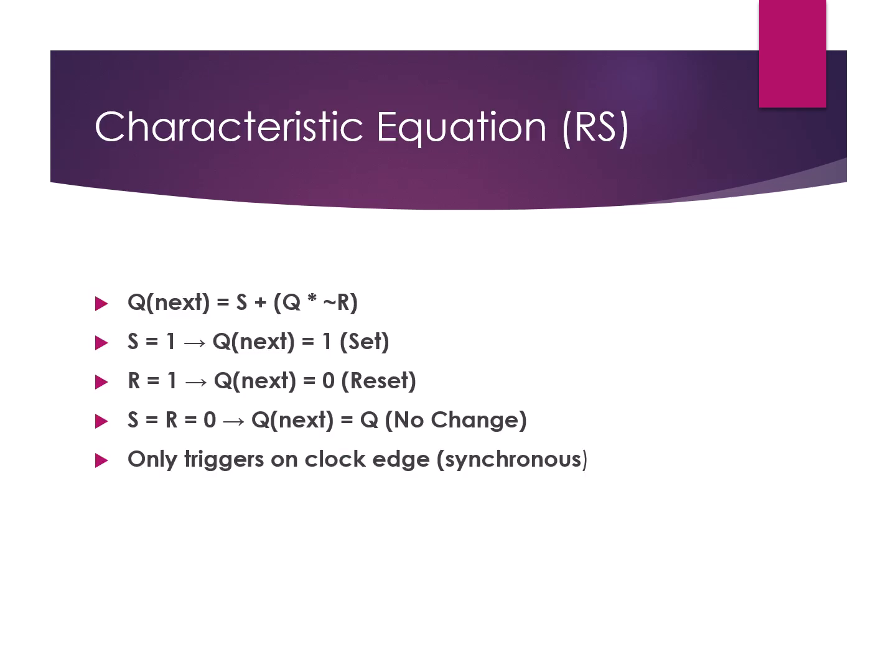Characteristic equation of the clocked RS flip-flop. Q next equals S or Q and not R. This means if S equals 1, then the output becomes 1, which is set. If R equals 1, the output becomes 0, which is reset. If both are equal to 1, the output remains the same.